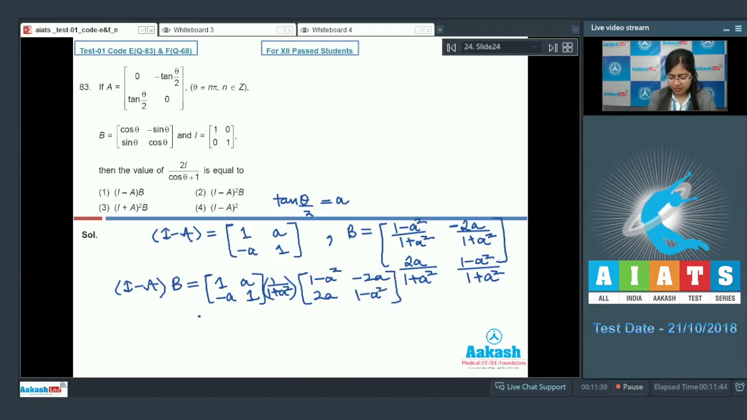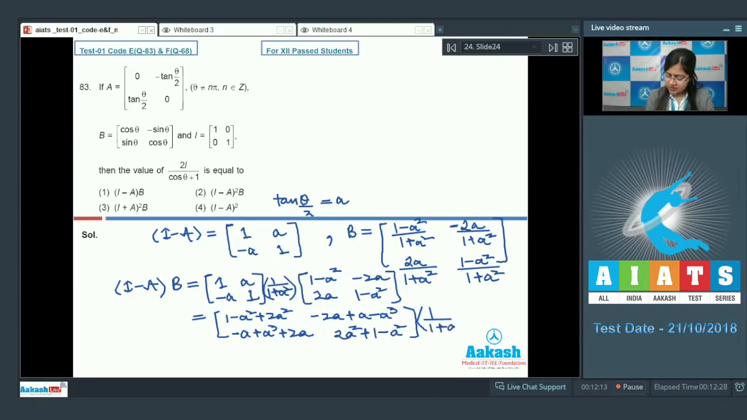Now this can further be written equal to 1 minus a square plus 2a square, and here we will get minus 2a plus a minus a cube, and here I will get minus a plus a cube plus 2a, and in the fourth term we will get 2a square plus 1 minus a square into 1 upon 1 plus a square.